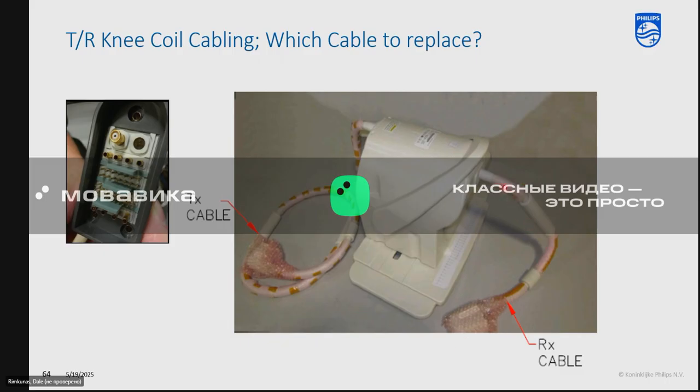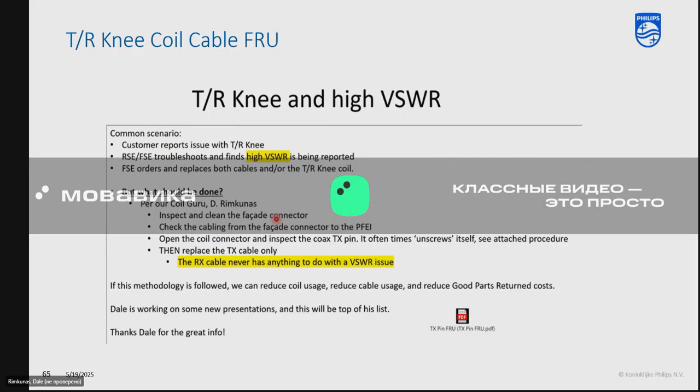If you have image quality issues, or if you have coil identification issues, you want to replace this cable. If you have VSWR issues or any transmit issues, you would replace this cable. Don't replace both cables if you have a problem with this coil. Here's an example where it would definitely be the TR cable.